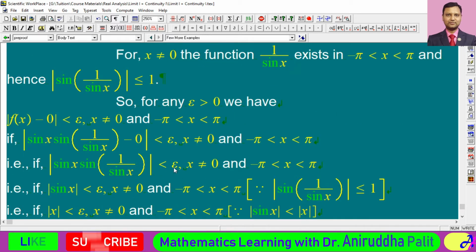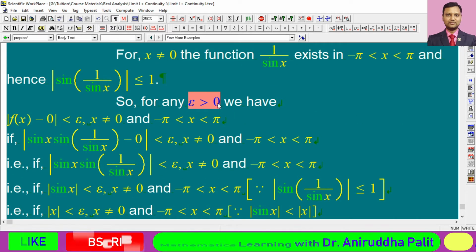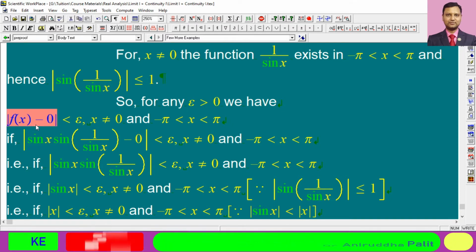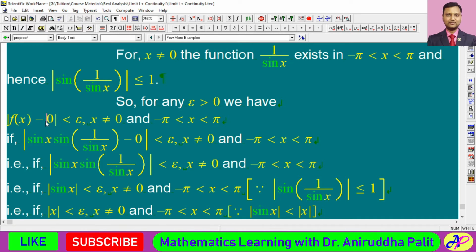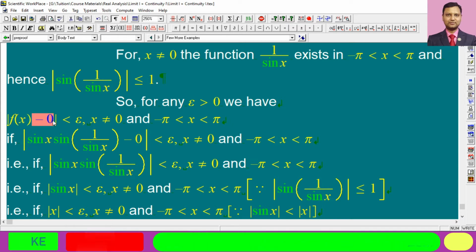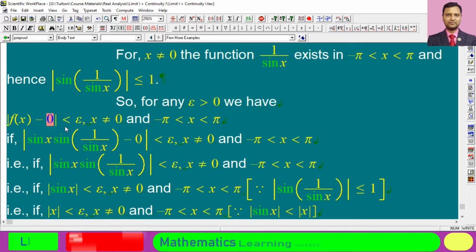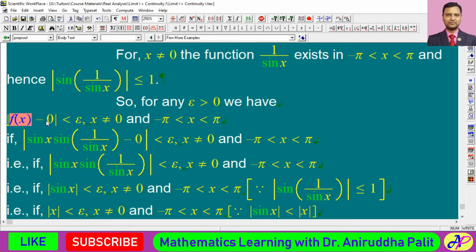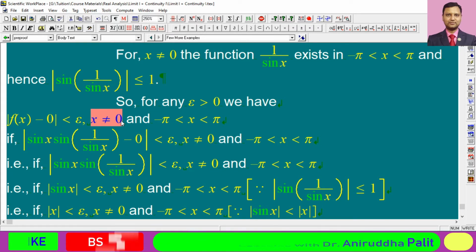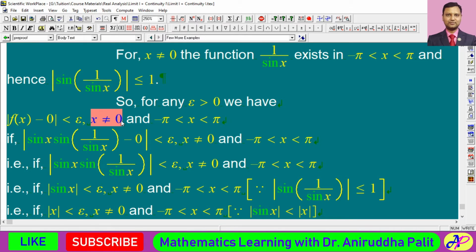Therefore, if we choose epsilon greater than 0, then for any epsilon greater than 0, we consider the modulus of f(x) minus the target limit. What we want to prove is that the limit of the function f(x) as x extends to 0 is equal to 0. So our target is to prove that the value of the limit is equal to 0. That's why we take that function minus the limit, this difference, and its modulus less than epsilon with x not equal to 0, because ultimately we have to take the limit as x tends to 0. Therefore x is taken not equal to 0.